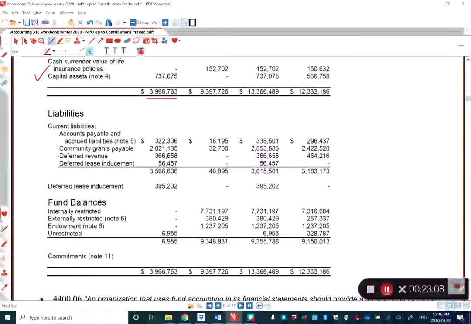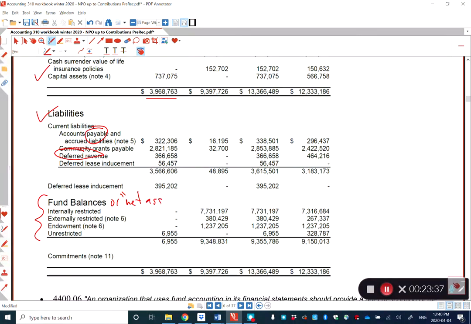On the opposite side of the balance sheet is where it gets exciting. We've got liabilities as we would normally have, right? Payables, deferred revenue, your standard liabilities. And then down here we have what are called fund balances. You will also see that referred to as net assets, potentially, right? So here we have fund balances or net assets.